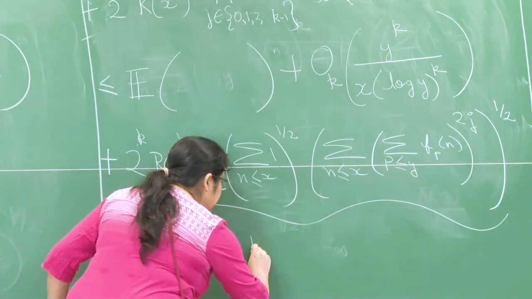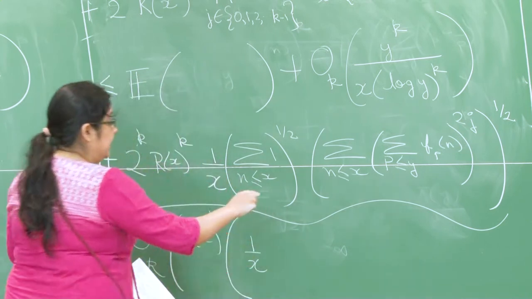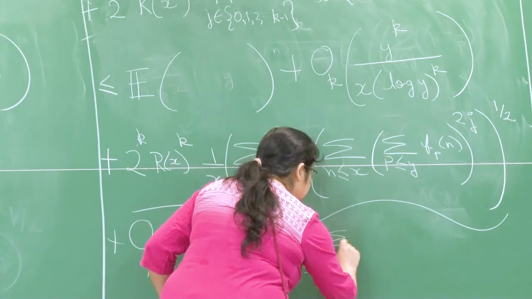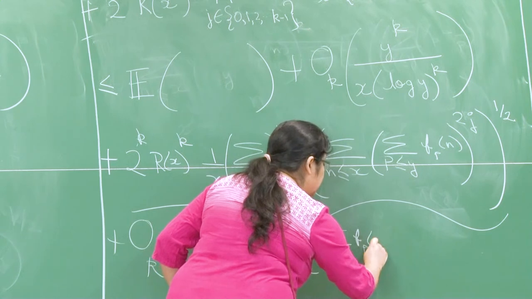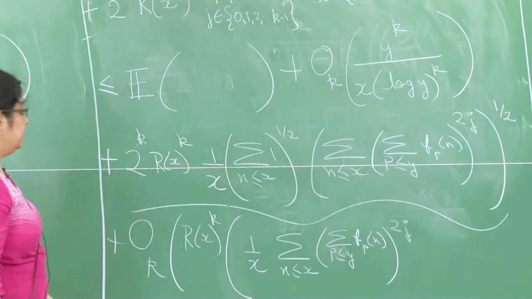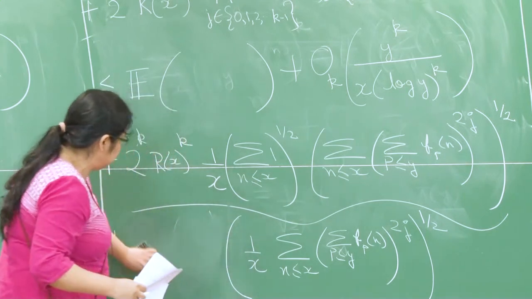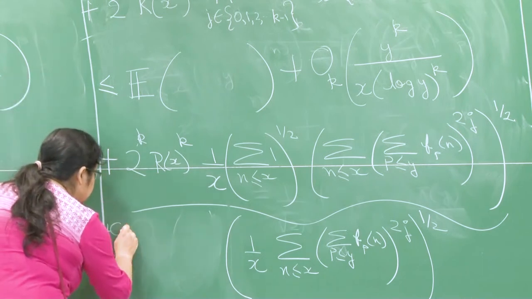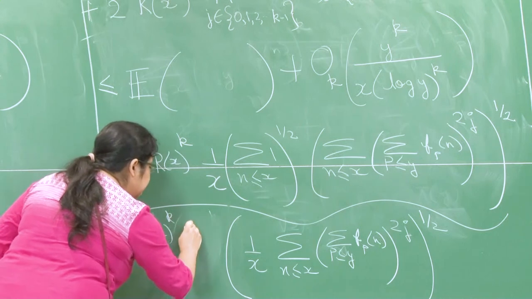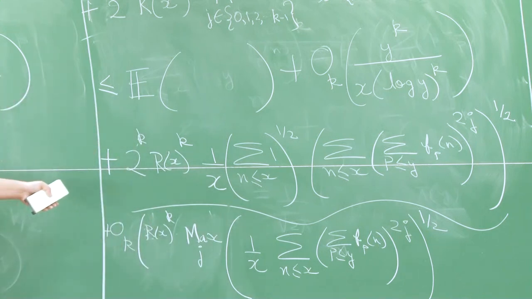So, basically you are left with 1 by x of this times the inner sum of f sub p of n raised to the 2j, raised to the half. And I forgot, I am taking the maximum over all the j's running from 0 to k minus 1. So, O sub k of r of x raised to the k times the maximum over the suitable j's, which you know what they are, of this term raised to the half.